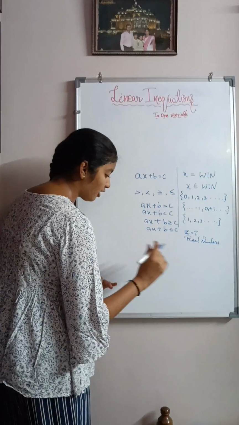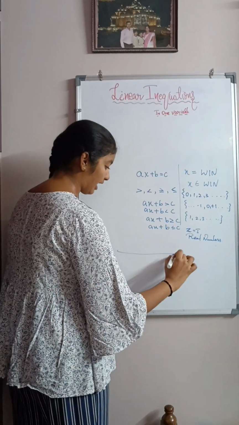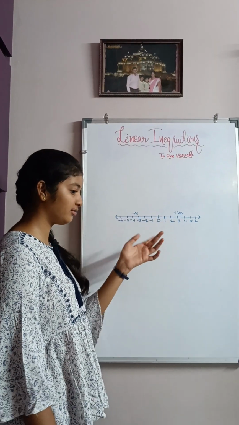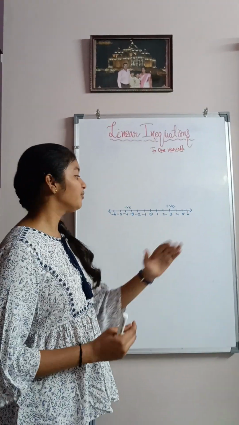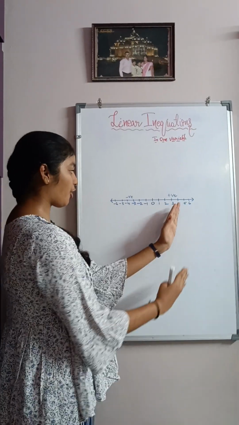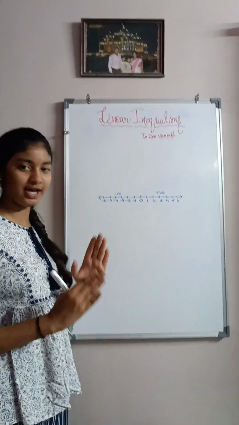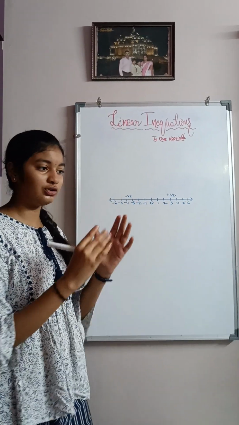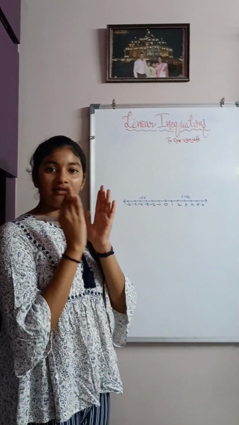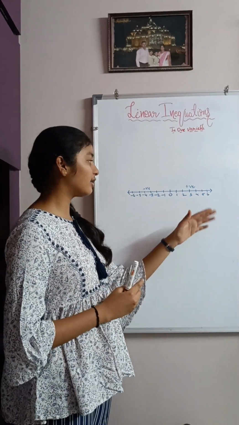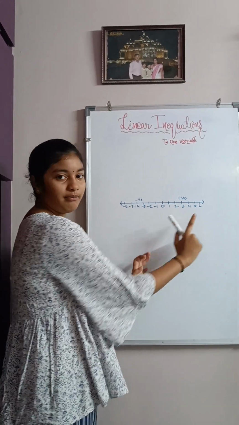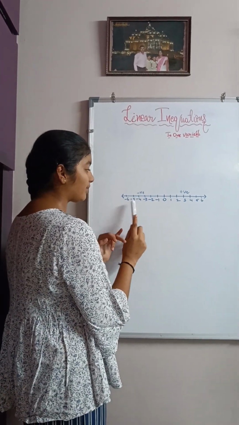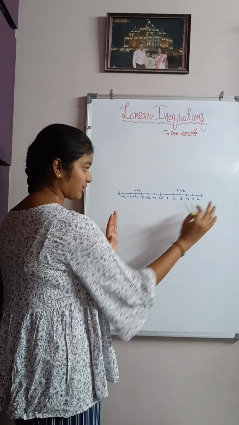And we will also have a number line. Coming on to the number line, the right side is positive numbers and the left side is negative, as we all know. After getting the x values, we can denote the values on this number line. So this is -1, -2, -3, with negative signs and positive signs.